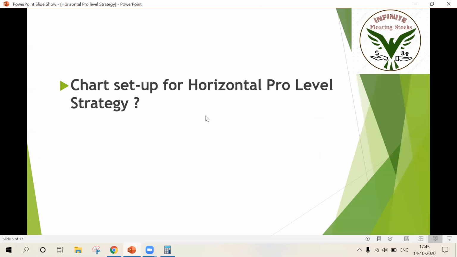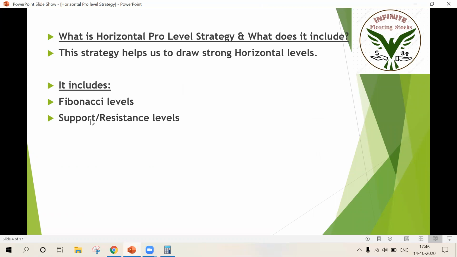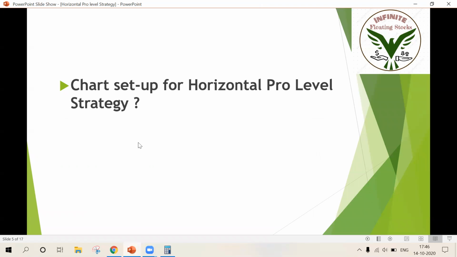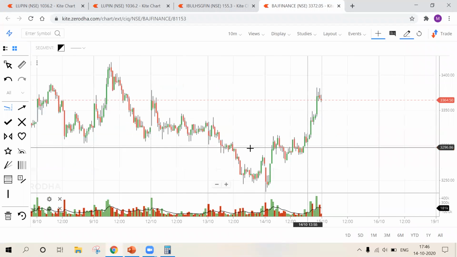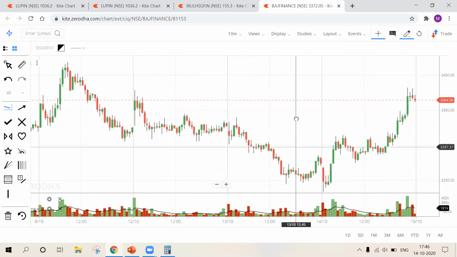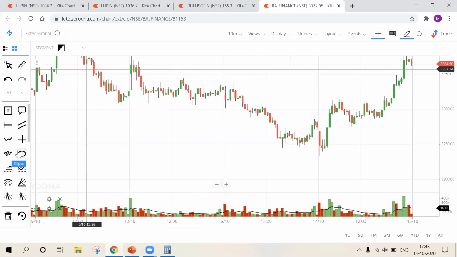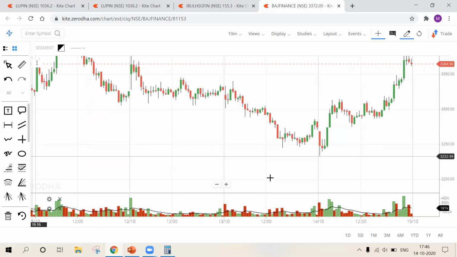Now I'm going to show the chart setup for the horizontal pro level strategy. The chart setup is very simple. Like I told, we should be using Fibonacci levels and support and resistance levels. Imagine that this is the market, this is the chart. To work on the horizontal pro level strategy, you need to select Fibonacci from the drawing tool.